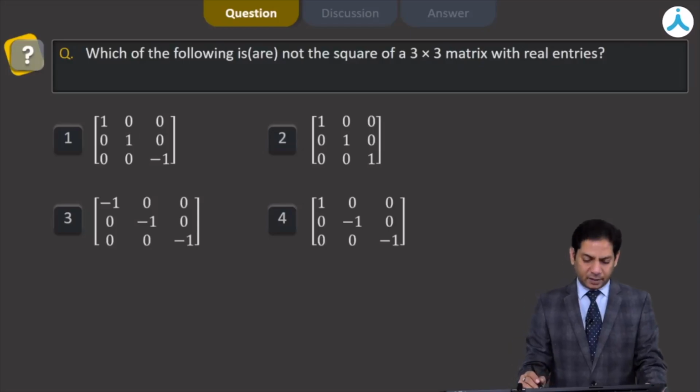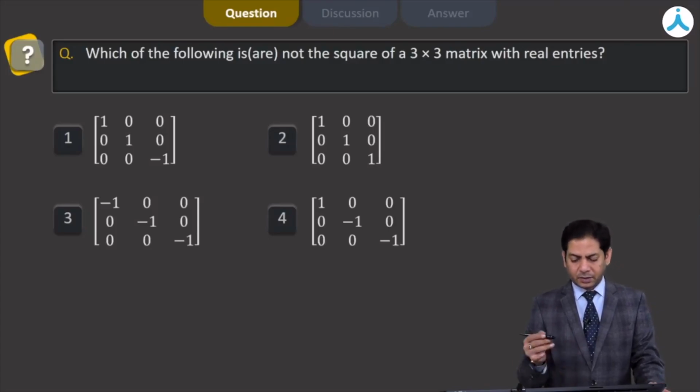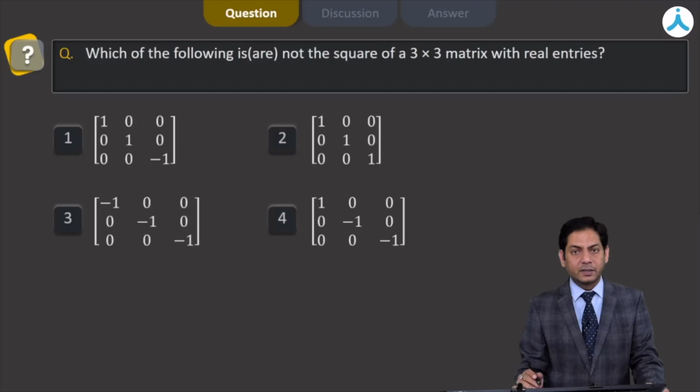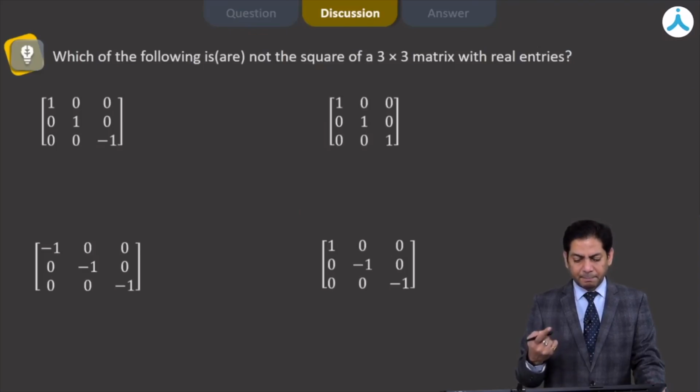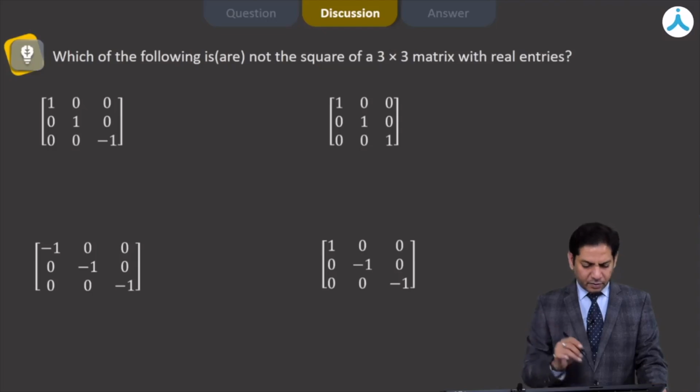Hello students, in this problem we are required to find out which of the following is or are not a square of a 3 by 3 matrix with real entries. Four different matrices are given, and which of them is not a square of any 3 by 3 matrix with real entries. Definitely we cannot find the square root of this matrix, any of them.